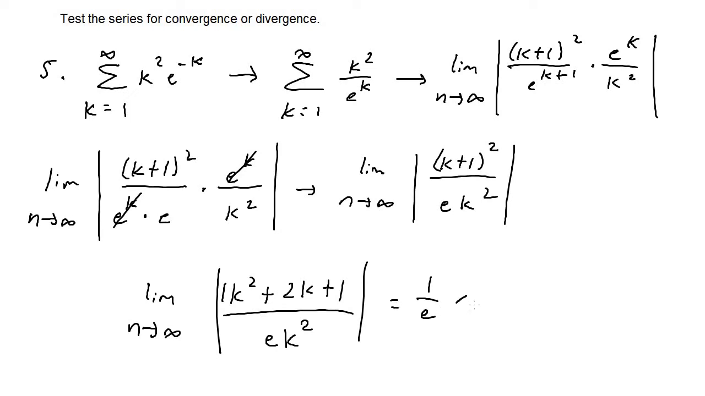Now 1 over e is obviously less than 1, and because it's less than 1, we know that this series is convergent. By this time we use the ratio test.